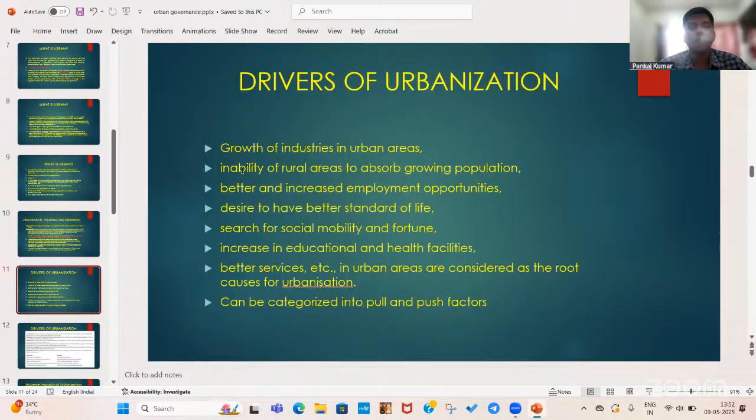It means that rural areas are facing a lack of economic activities to absorb the growing population. So this in a way can be called a push factor. This is pushing rural people away from rural areas, because rural areas are unable to absorb the growing population. Then the third factor is better and increased employment opportunities in urban areas.